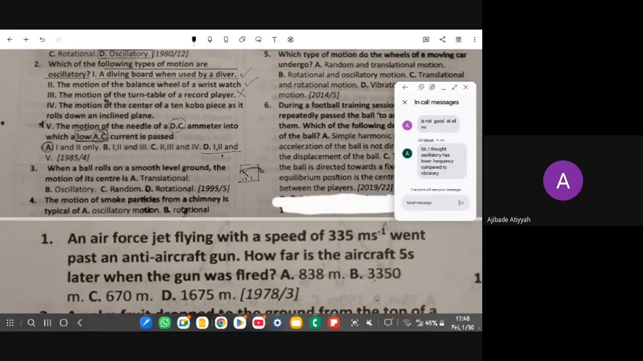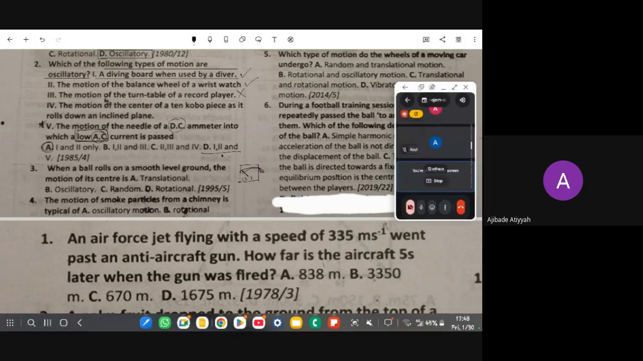I thought oscillatory has lower frequency compared to vibratory. I didn't see it. Oscillatory motion and vibratory motion are the same thing. Okay, Al-Bashiri, please can you explain to us why do you think it's translational?